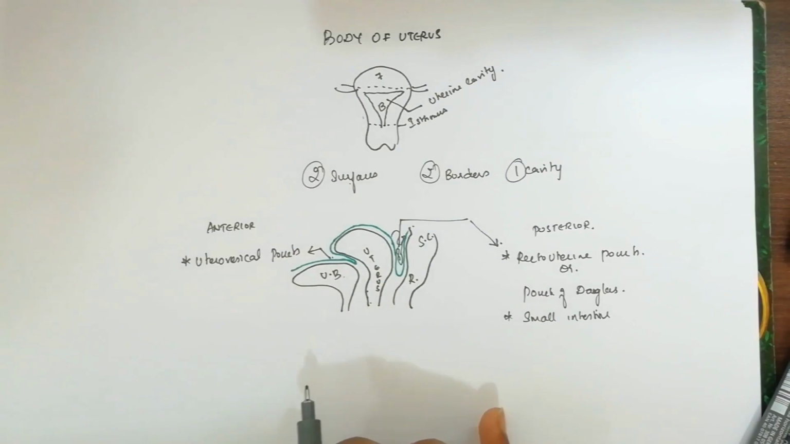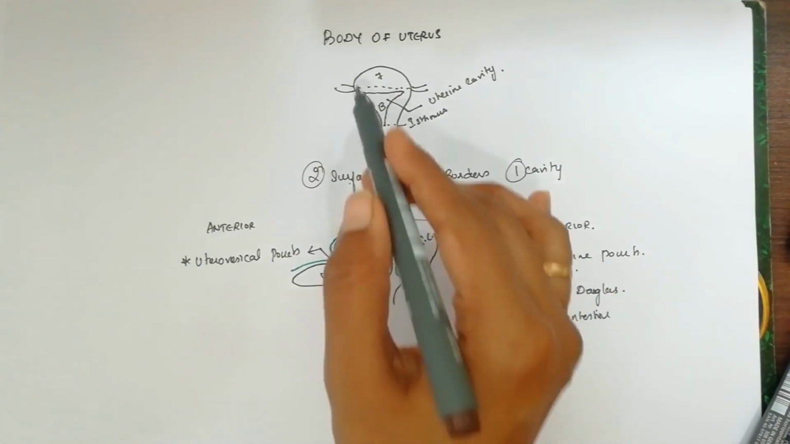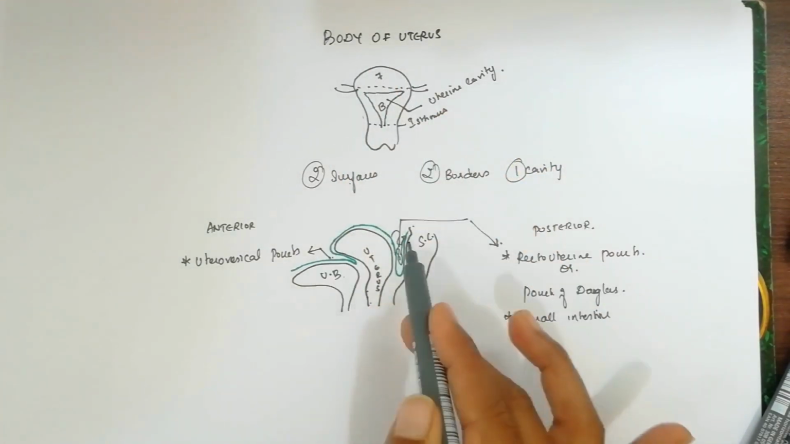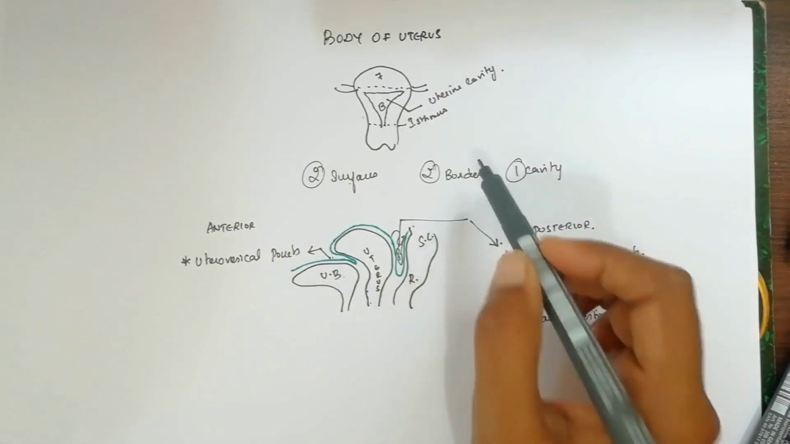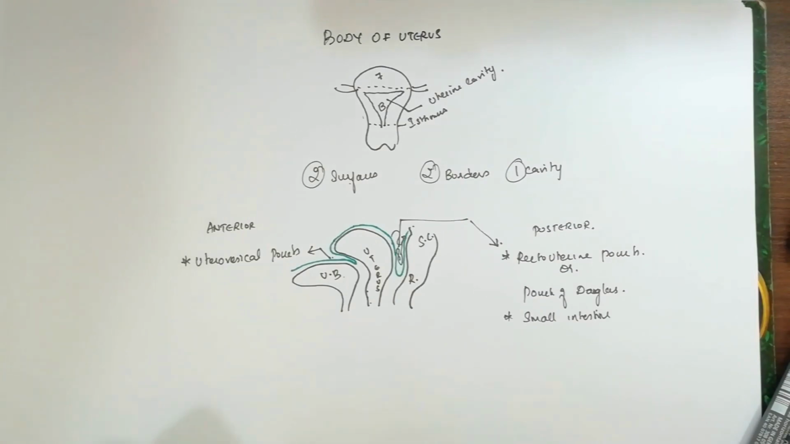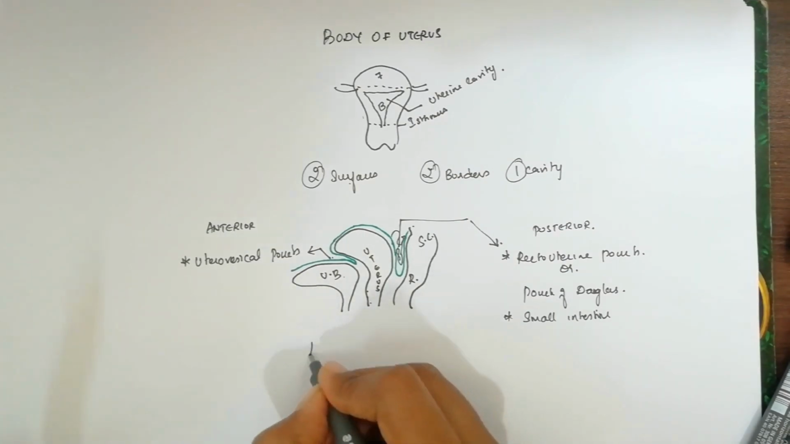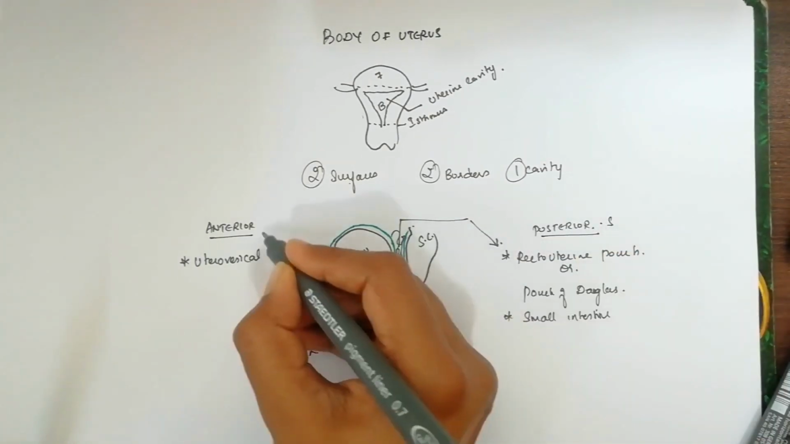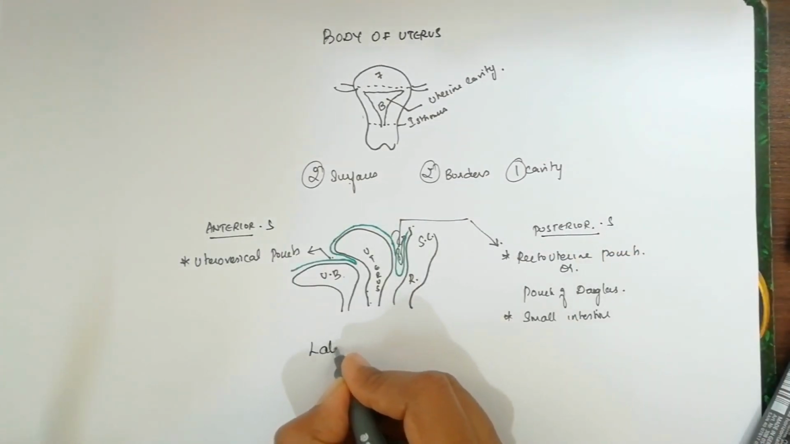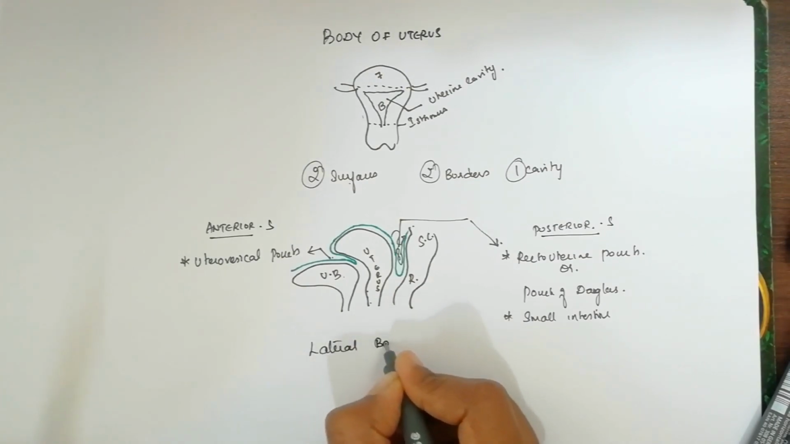So we are dealing with the uterus now, and in that we are dealing with the body. In the body, two surfaces we have seen. Now we are going to see the lateral border. Talking about the lateral border, we have again our uterus. So this is the anterior and this is the posterior surface. Lateral border.